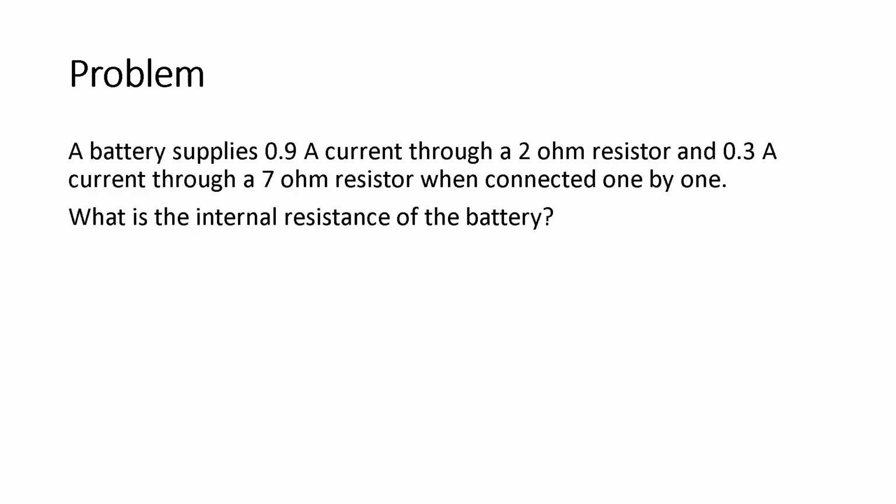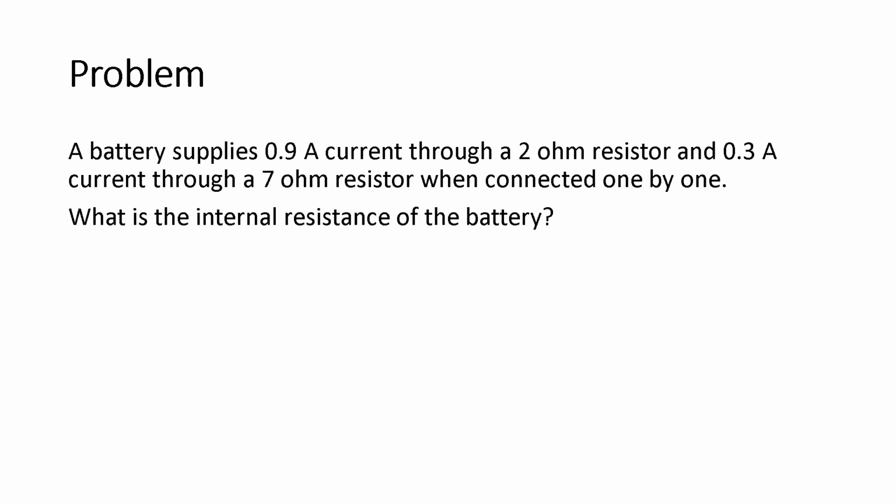We will solve a numerical problem on finding the internal resistance of a cell. This is the problem. A battery supplies 0.9 ampere current through a 2 ohm resistor and 0.3 ampere current through a 7 ohm resistor when connected one by one. What is the internal resistance of the battery?